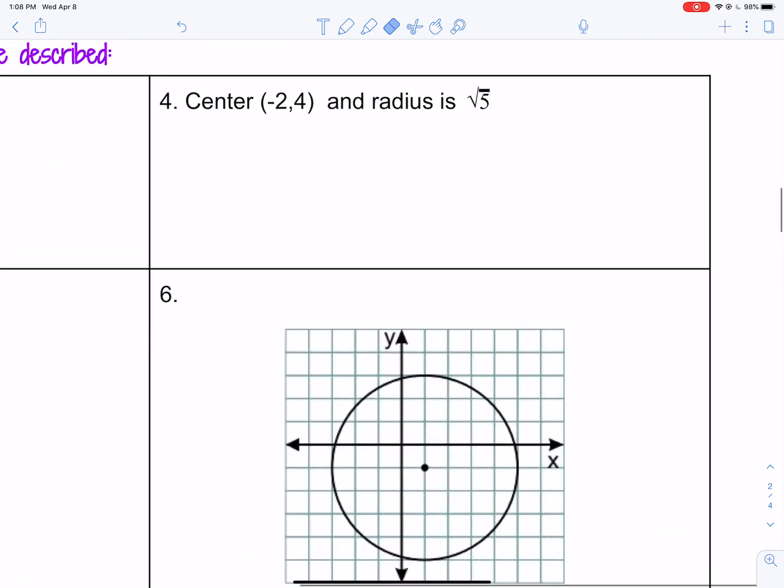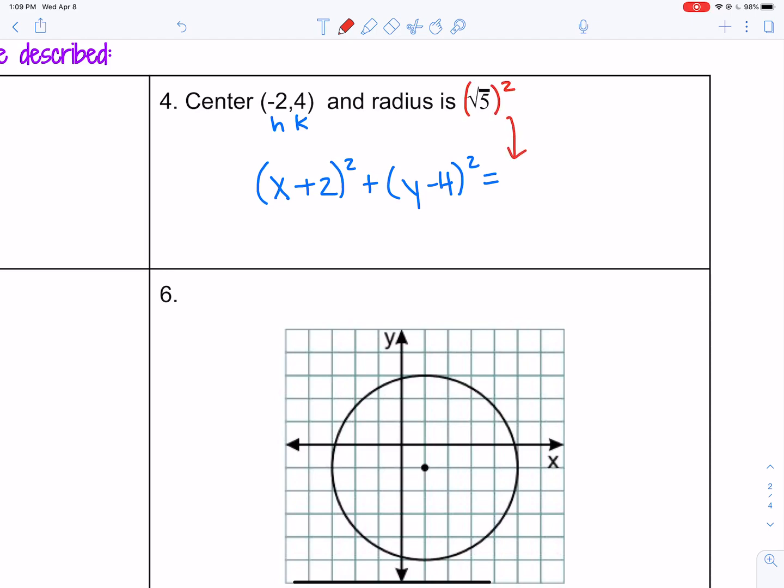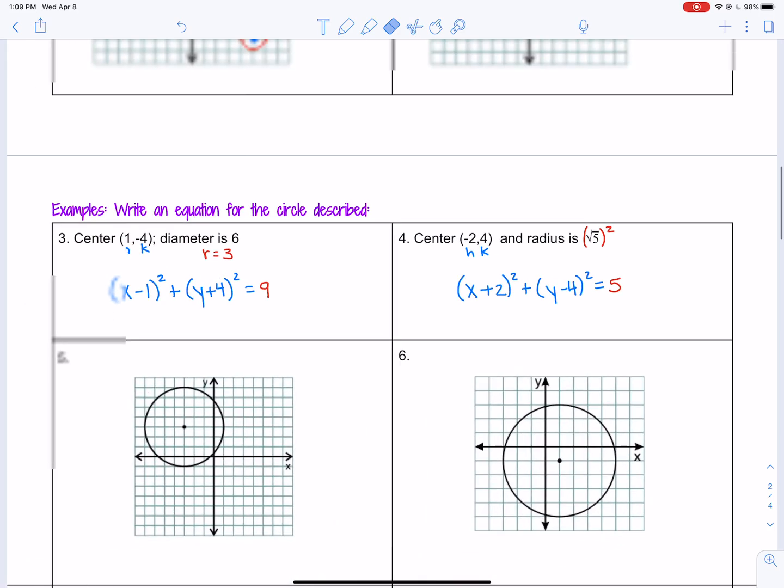Let's look at another one. So this one has a center at negative 2, 4. So that's my h and my k. So I have x minus h, which is minus a negative 2. So that becomes positive 2. Then I have y minus k, which is 4 for this example. And then my radius is the square root of 5. So I need to square that and then put it over here on the right side of my equation. So the square root of 5 squared is just going to equal 5. All right, so that's it for those 2.